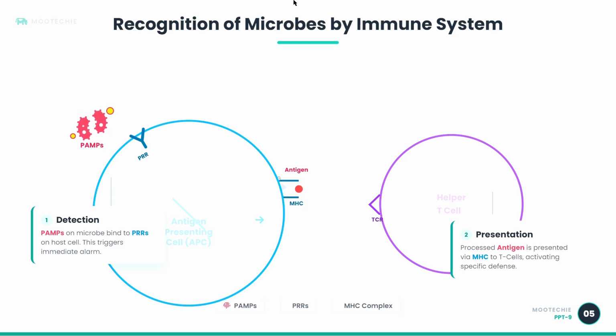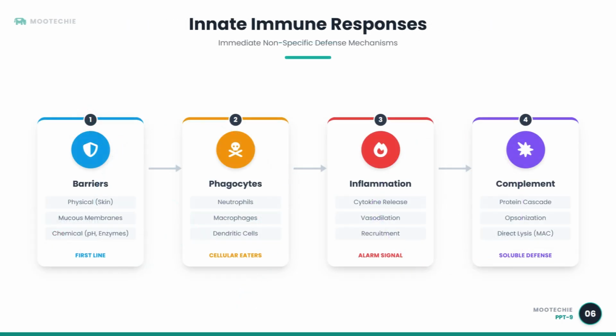With this idea clear, we can move further to the innate immune responses. These are the body's immediate non-specific defense mechanisms. The first line of defense consists of various barriers. We have physical barriers like the skin, mucous membranes that trap pathogens, and chemical barriers such as stomach acid or enzymes that destroy them.